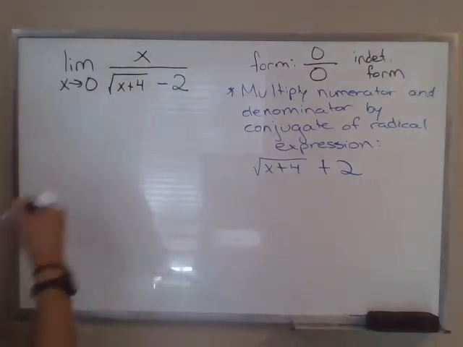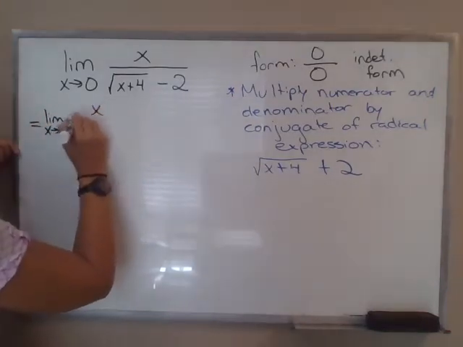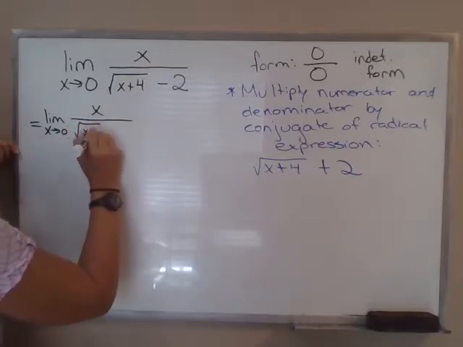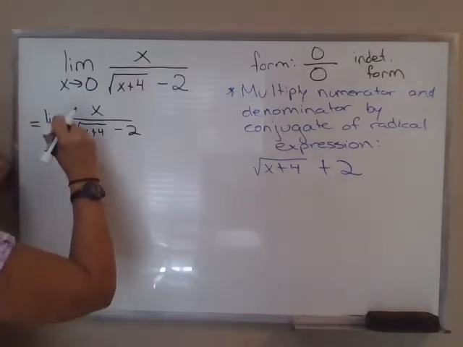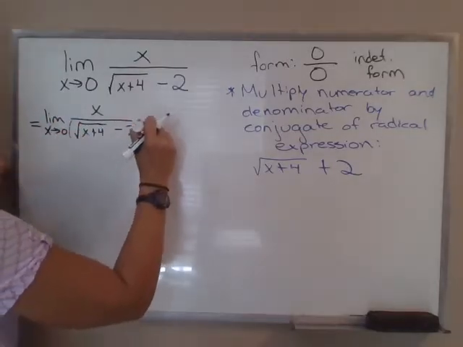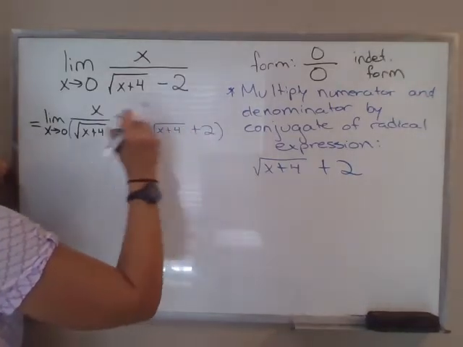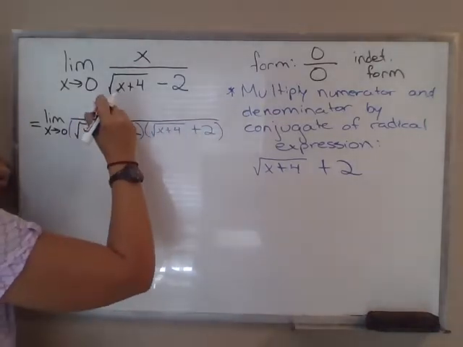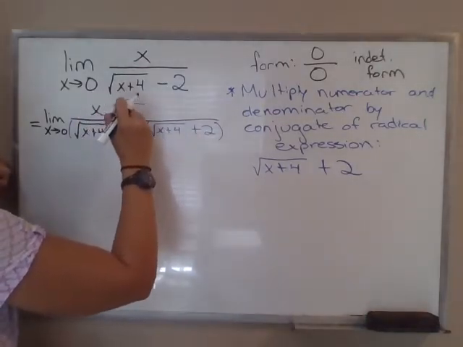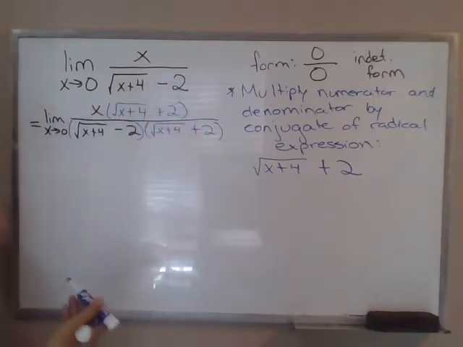So, hopefully I've left myself enough room here. We want to look at the limit as x approaches 0 of x over the square root of x plus 4 minus 2. Multiply numerator and denominator by that conjugate, the square root of x plus 4 plus 2. But if I want to do that in the denominator, I have to do the exact same thing in the numerator. Otherwise, you're drastically changing this expression. Okay.